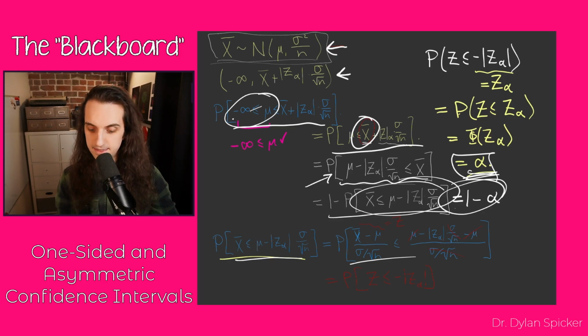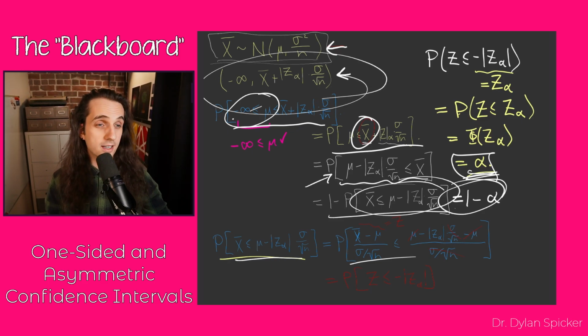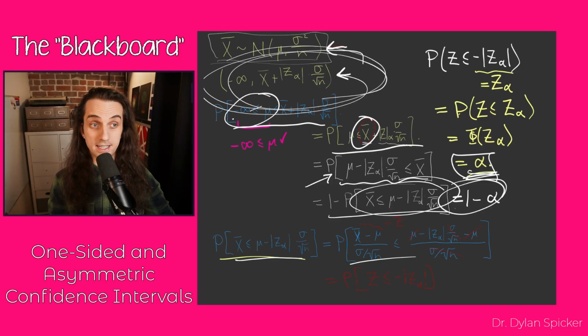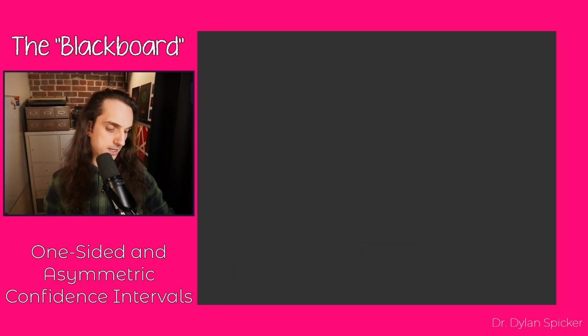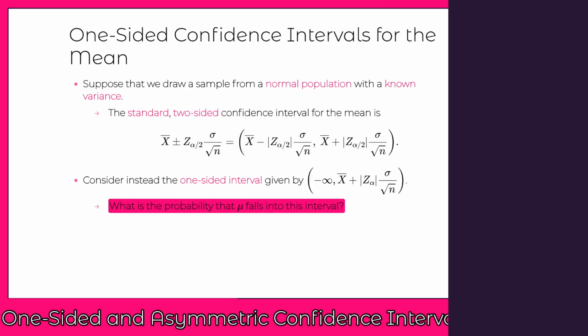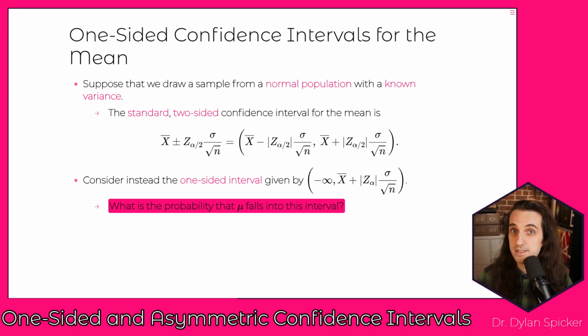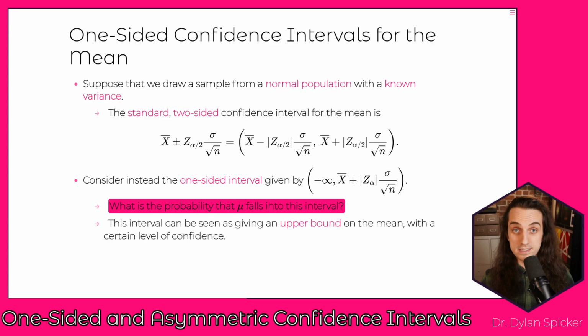And so what that means is that for this interval that we've started with, there's a probability of 1 minus alpha that the true parameter value falls into it. And as a result, this interval right here is a valid confidence interval. There's a probability of 1 minus alpha, and so then it's a 1 minus alpha times 100% confidence interval for the mean, right? It holds in the same way that the two-sided interval holds as well. Okay, so what's the probability that mu falls into that? Well, it's going to be 1 minus alpha. And so this interval can be seen as giving an upper bound on the mean with some level of confidence, right? So instead of thinking about the lower and upper bound, we're really just saying we can have the upper bound by itself.